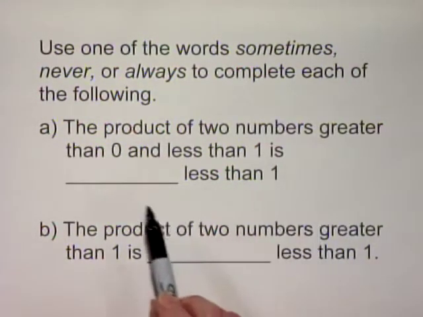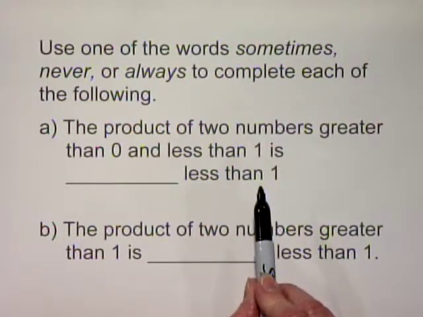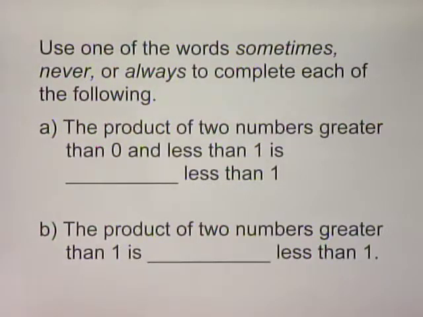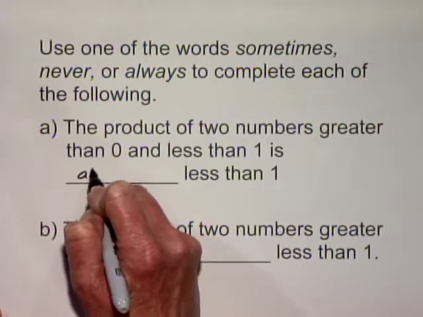We have two numbers between 0 and 1, and we're multiplying them. We have some number less than 1, and we're taking some part of that number that's also less than 1 by multiplying. So we would say that in this case we would always get something less than 1. So we'll write always in this blank.